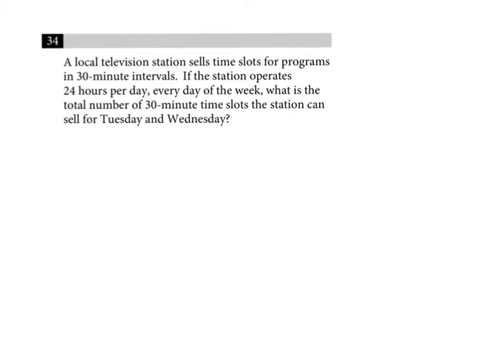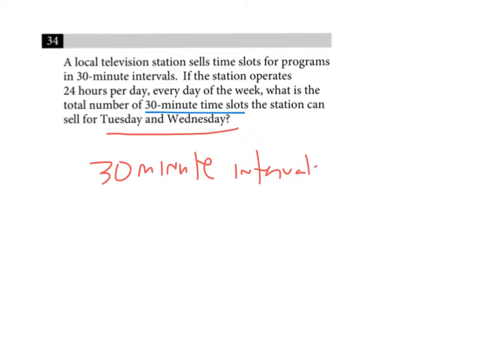For problem 34, a local television station sells time slots for programs in 30-minute intervals. If the station operates 24 hours per day every day of the week, what is the total number of 30-minute time slots a station can sell for Tuesday and Wednesday? Well, here's what we're going to do. They sell programs in 30-minute intervals. So first I'm going to try to figure out how many 30-minute intervals there are per day.